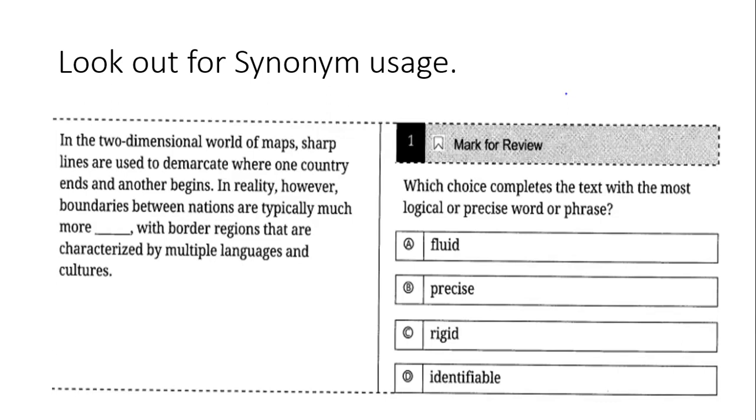Am I clear? Synonym usage can be multiple. Don't think it has to be one particular alternate word. You have to look at the usage, plug in and see, and understand from the context. In reality, boundaries between nations are typically much more fluid, meaning much more changeable. They are not rigid and not confined. They change because this is geography.